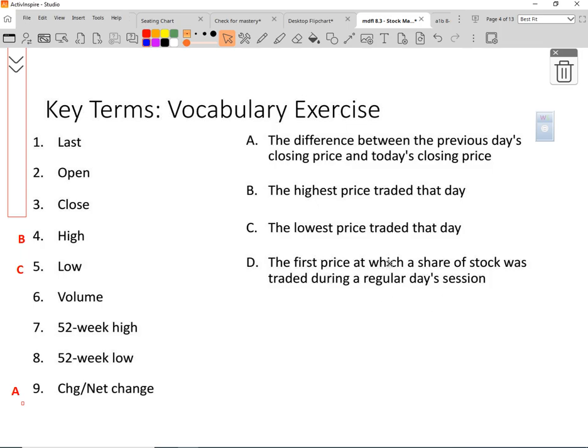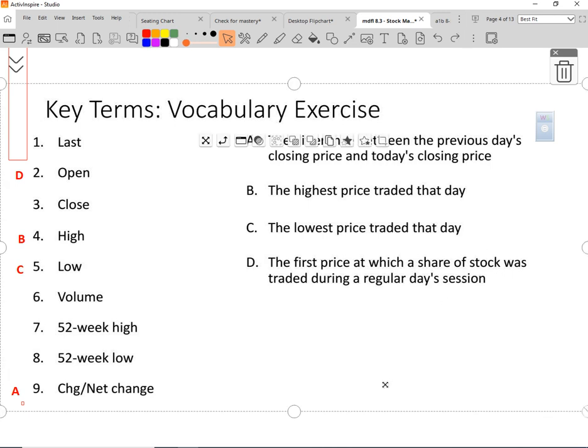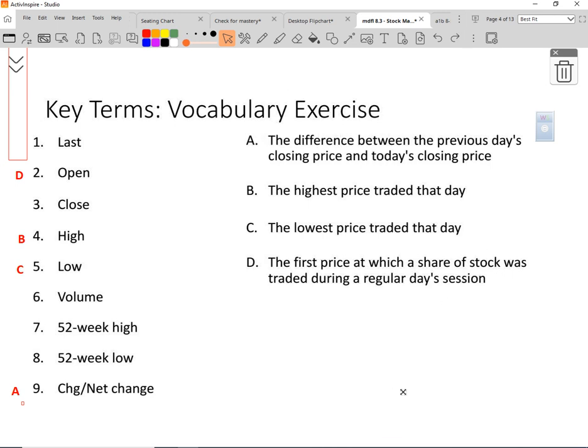And the first price at which a share of stock was traded during a regular day's session, that is the opening price, or the open. Alrighty.